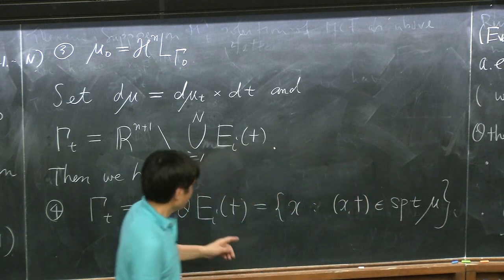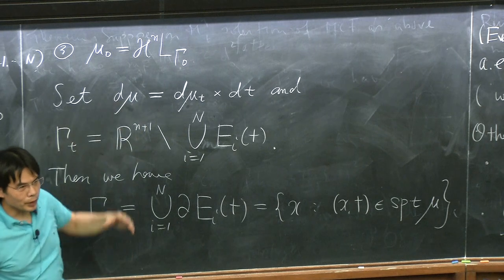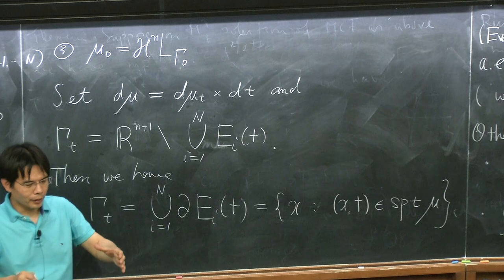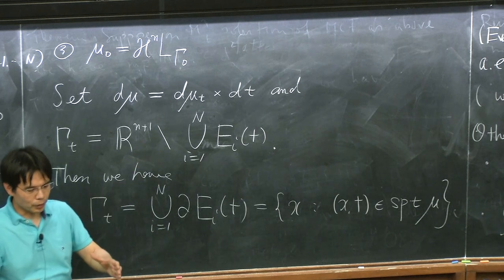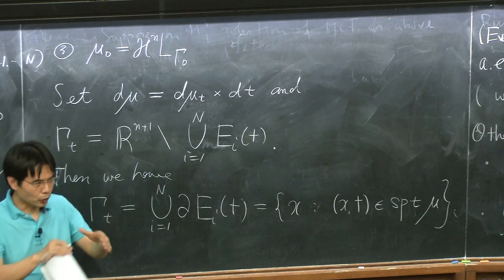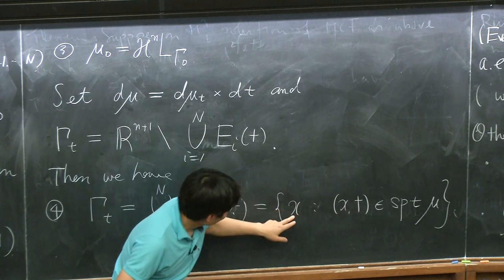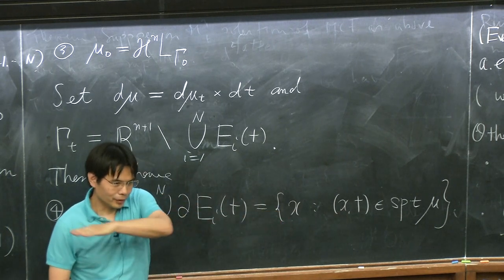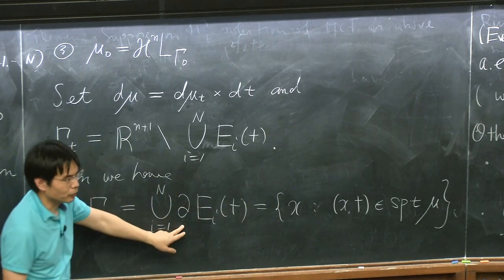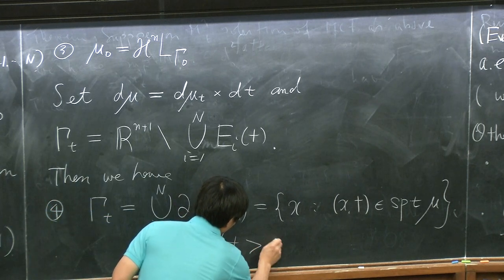This may be slightly confusing, but if it's a shrinking sphere, for example, the support of this mu is the one that looks like this. That's a sort of space-time track of this motion. And if you slice it at time t, this is really the time slice of the history of this motion, and that coincides with this boundary precisely. And this is true for all t bigger than zero.